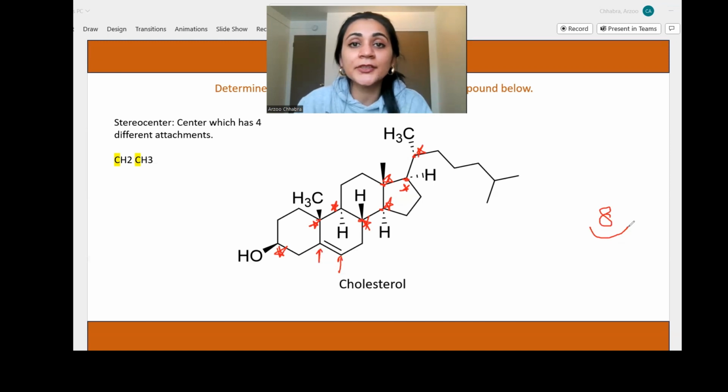And this is the procedure to find out how many stereocenters are present in a molecule. So whether you're given cholesterol or any other complex molecule or even a less complex molecule, you would go over the molecule using the same procedure to find out first if the molecule has stereocenters or not. And if yes, then you can find out how many stereocenters are actually present in the molecule.